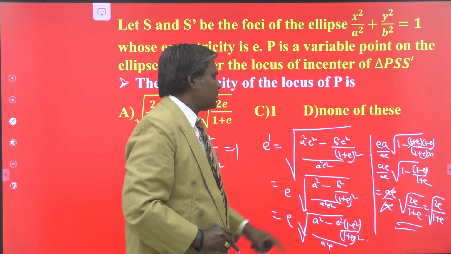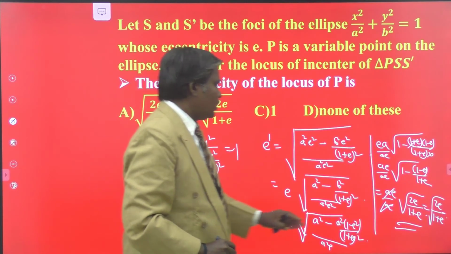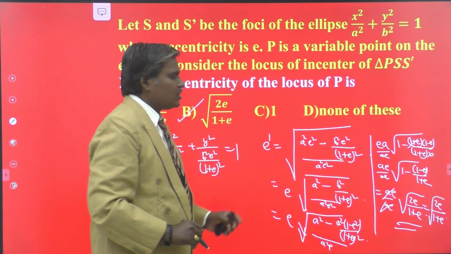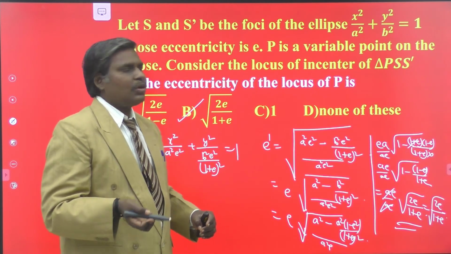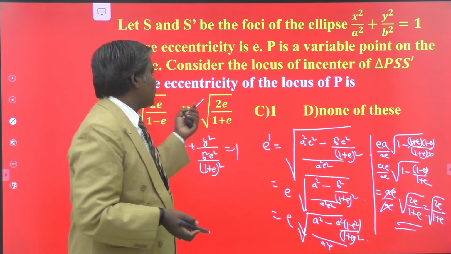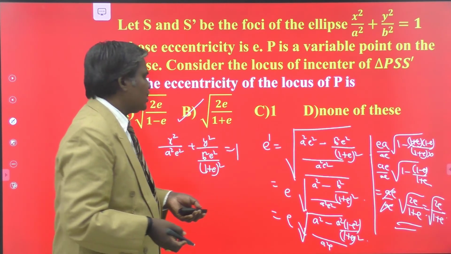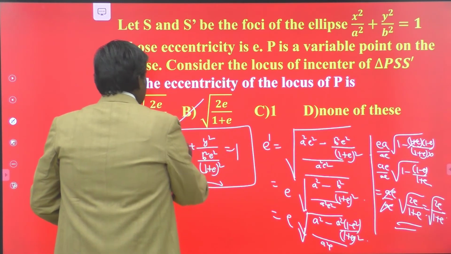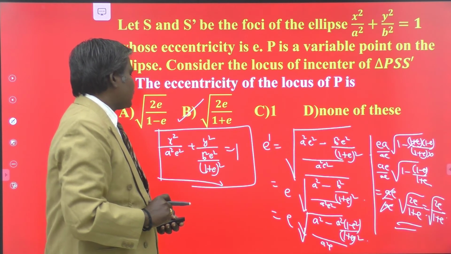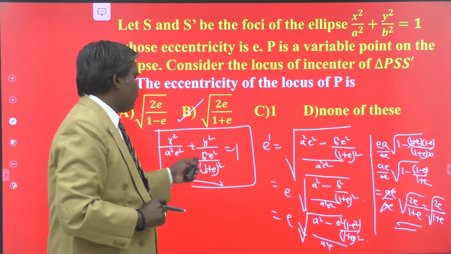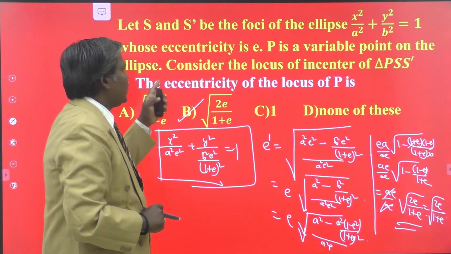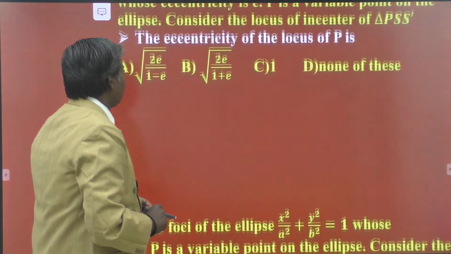The denominator is a square e square. Don't forget that one. So your eccentricity is root of 2e by 1 plus e. This is also very simple. Once you have the locus, you can write the eccentricity of the corresponding locus. Very easy for you. So the locus is x square by a square e square plus y square by b square e square by 1 plus e whole square. This is the second question related to that paragraph.